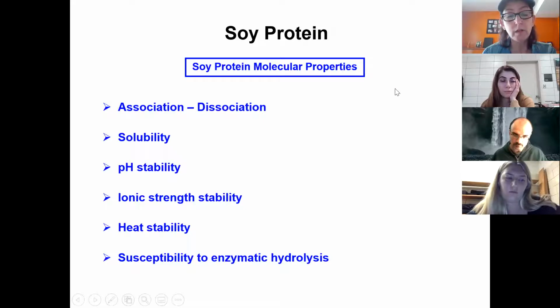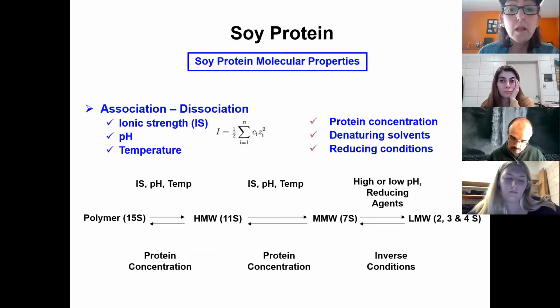In general, there might not be, I don't remember, a slide specifically on enzymatic hydrolysis. In general, globular proteins resist hydrolysis. So actually there will be a slide on enzymatic hydrolysis of soy protein in general. I just remembered. So yes, we will cover all of these. We'll start with the association and dissociation.